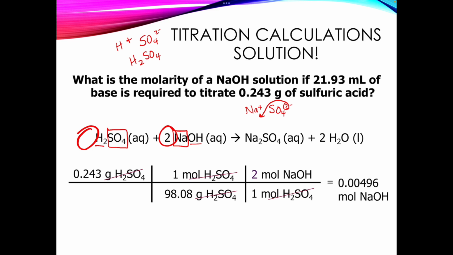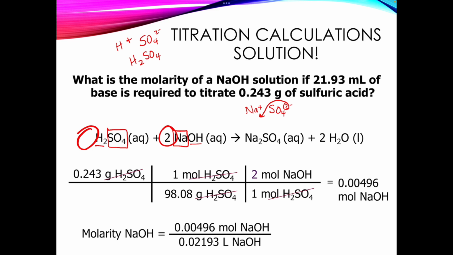Remember, molarity is moles over liters. So if we're calculating our molarity of sodium hydroxide, we'll take our moles of sodium hydroxide and then our liters, right? Remember, we can turn these milliliters into liters using 1,000 milliliters equals 1 liter, or just divide by 1,000. So once we've got our moles and our liters, we can calculate our molarity of sodium hydroxide.